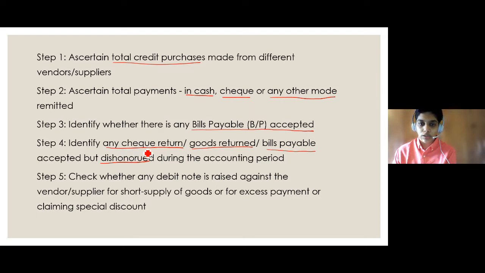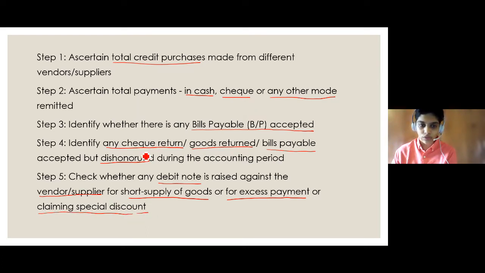Because if a check has been returned, that means the check has been dishonored and we still owe that money to this particular vendor or supplier. If the goods have been returned, then we do not owe that money because we have already returned the goods. Bills payable dishonored again means that we owe money to that person. And then at the end, we'll check whether there are any debit notes that have been raised against this particular vendor or supplier, either for short supply, or for excess payment that we have made to them, or for claiming any special discount.